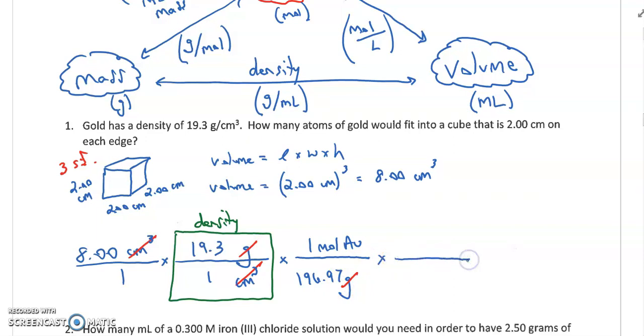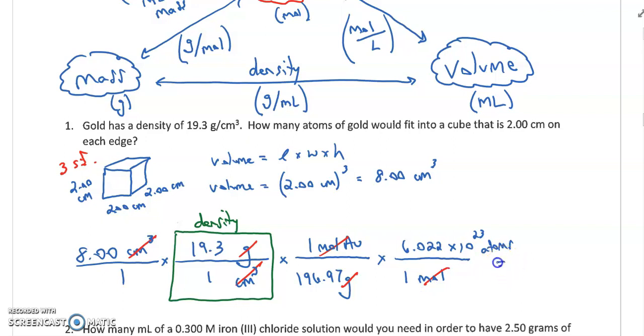This is just like previously where we're going to use Avogadro's number. I know for every 1 mole of a substance, I have 6.022 times 10 to the 23rd particles. In this case, we're talking about atoms because we're talking about individual gold particles. So 6.022 times 10 to the 23rd. This allows me to cross off moles. Now my final unit's in atoms.